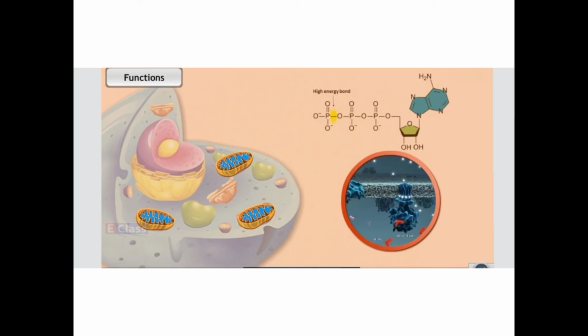Now, these mitochondria are fewer in the plant cell, whereas in the animal cells, as we are moving here and there and doing work, we need more energy, so mitochondria are more. Got it?